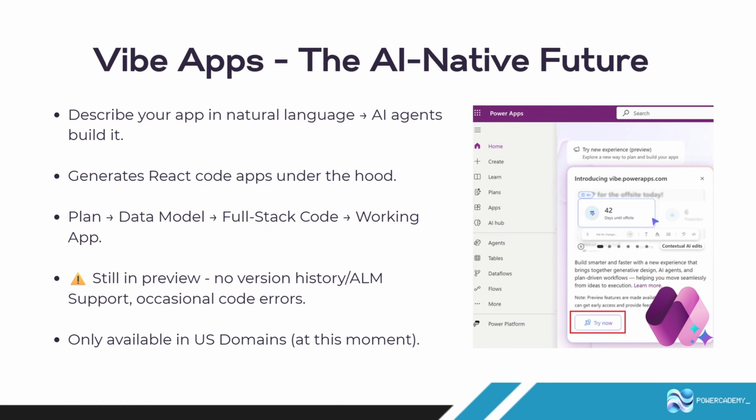Okay, so I just used an AI tool in my terminal to build a code app. But what if you didn't need to go to the terminal? What if you could do this entirely from the browser? That's the next one. So let's talk about Vibe apps. So this is the new experience at vibe.powerapps.com. It was announced in late 2025 and it's currently in preview, only available in US domains at the moment.